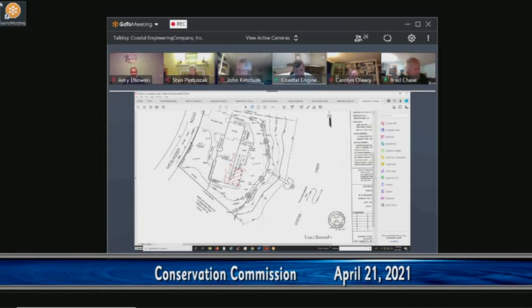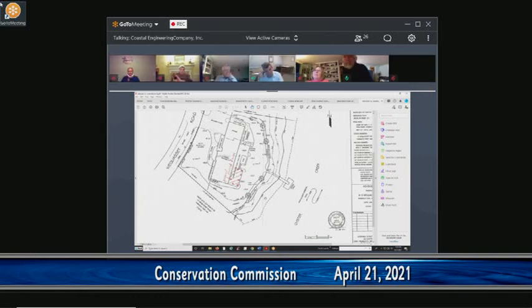I guess back to the structure question, and whether or not the structure was approved, the roof structure with posts down, whether or not any infilling would require a variance, or if any of the infilling would cause any negative impact to any of the resource areas would be a question.